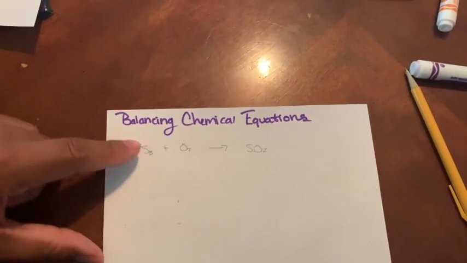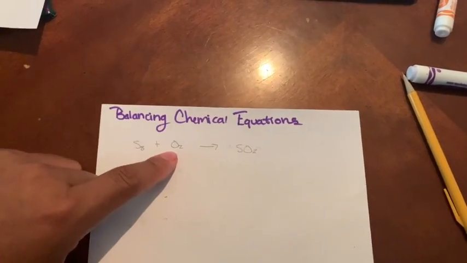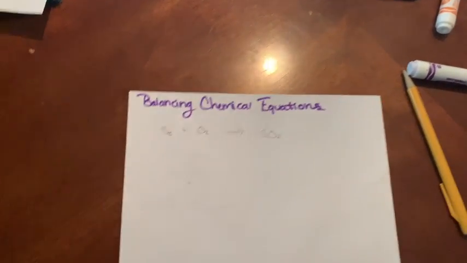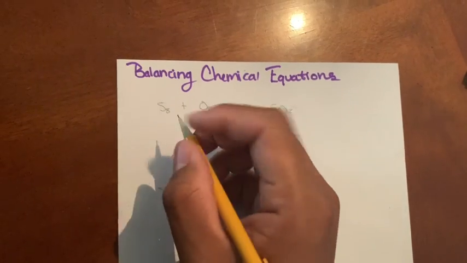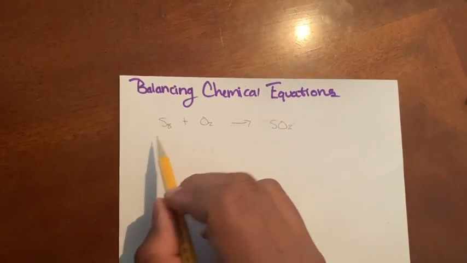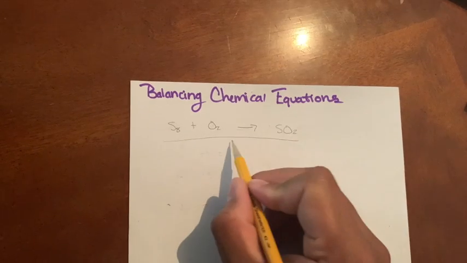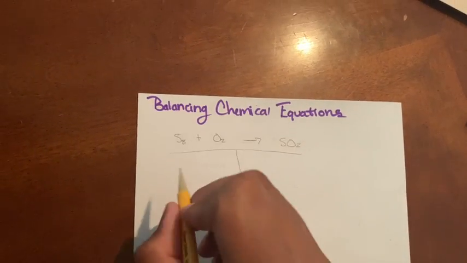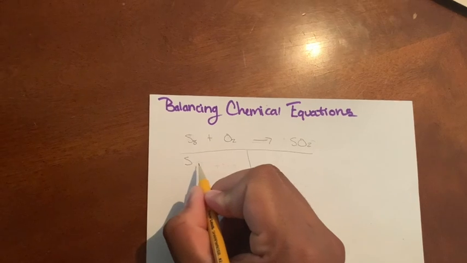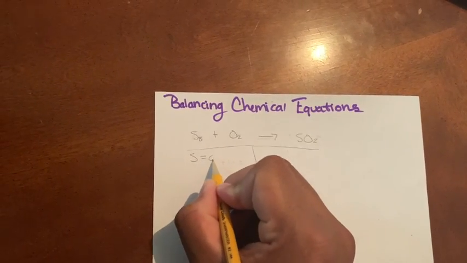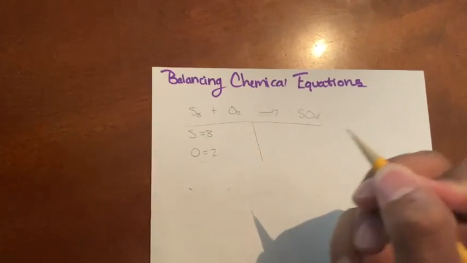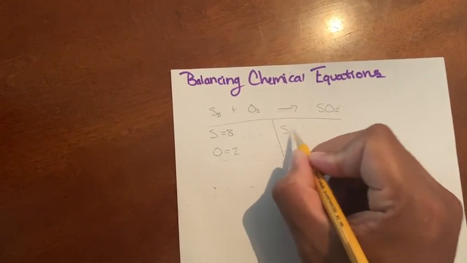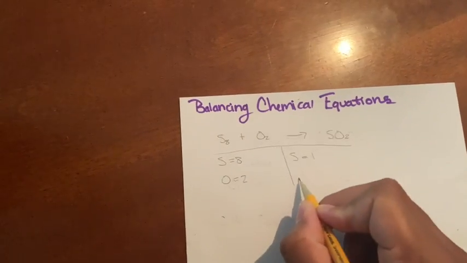I have an example where sulfur plus oxygen gives us the product. The first thing we want to do is count the atoms on each side of the equation. So what we'll do, we have 8 sulfurs and 2 oxygens on this side, and on this side we have 1 sulfur.